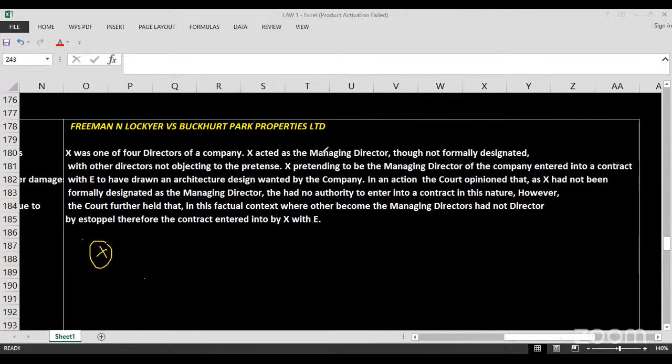X acted as a managing director, though not formally designated. Now this X is acting as the managing director, but actually he has not been appointed as the managing director. He's behaving as if he has been appointed as a managing director, with the other directors not objecting to the person. X is pretending to be the managing director.